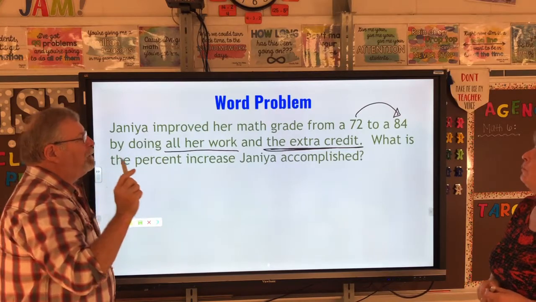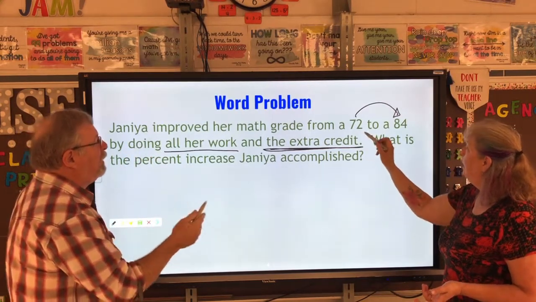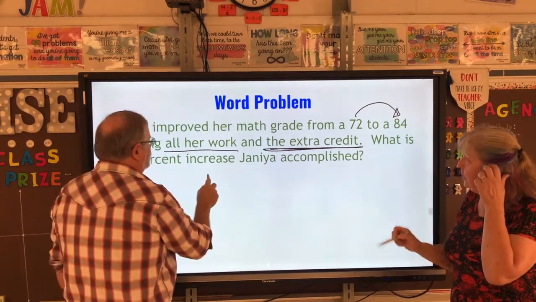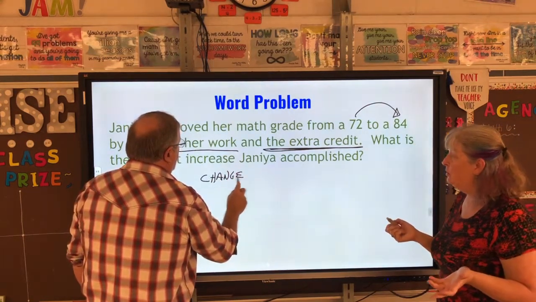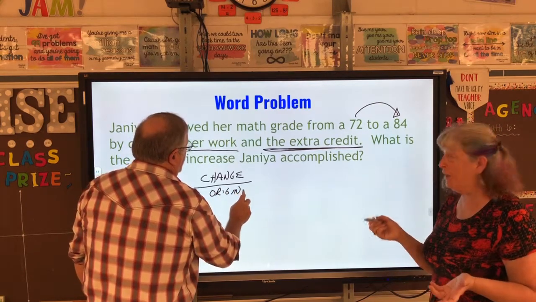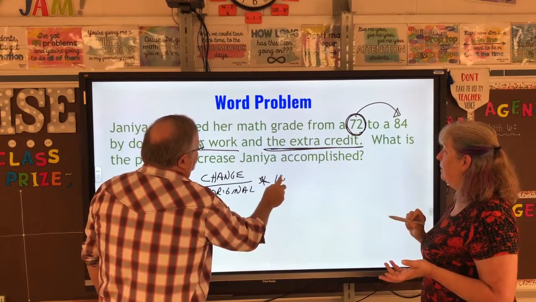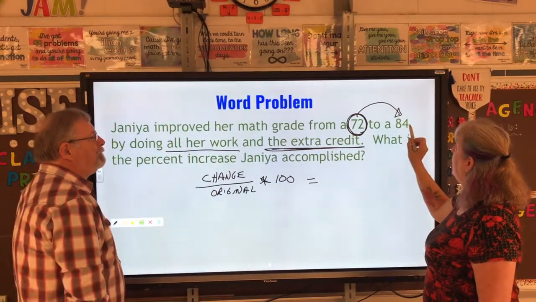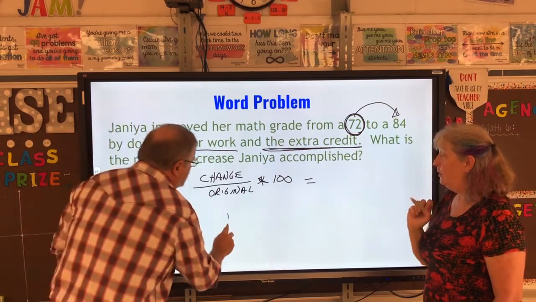Okay, so what is the percent increase Janiyah accomplished? Like we said, we're going to start off with the change over the original. Original is the starting number, that's where she started. Then, since we want percent, we're going to multiply that by 100. So what was the change, Mrs. Lamb? Well, if you have 72, you go up to an 84, that's a change of 12. So we'll put 12 here.